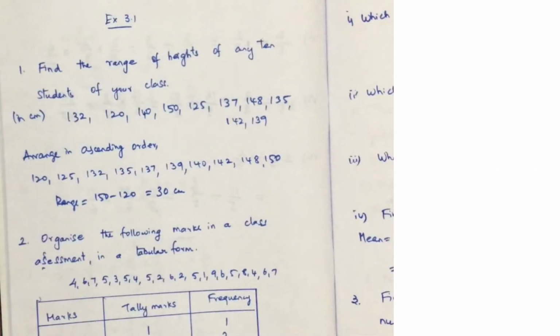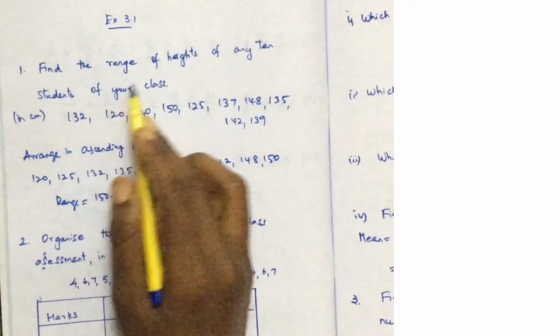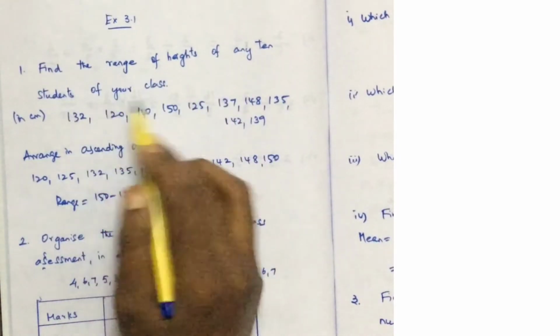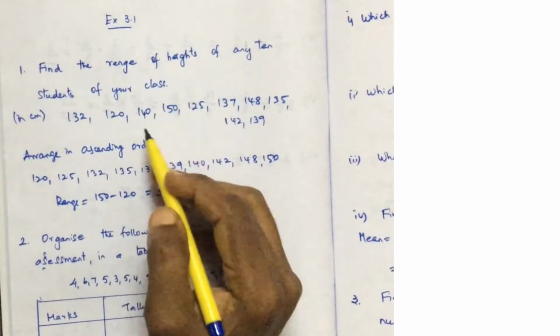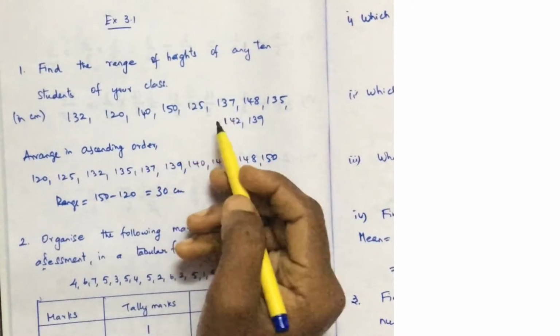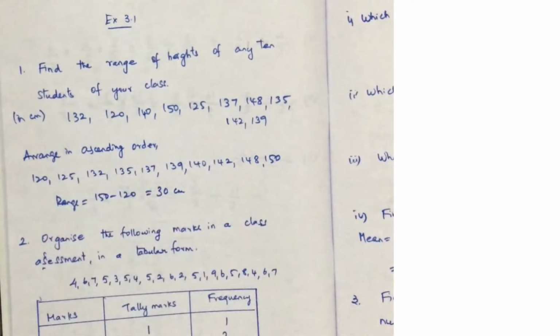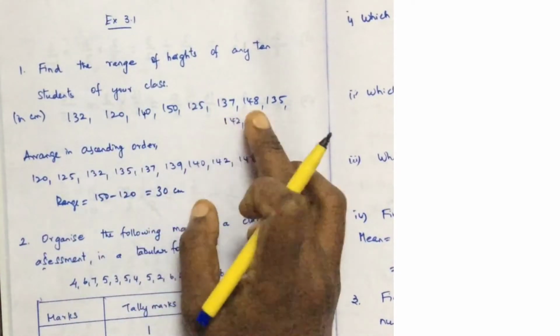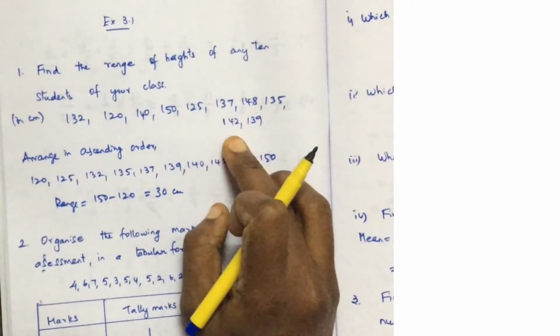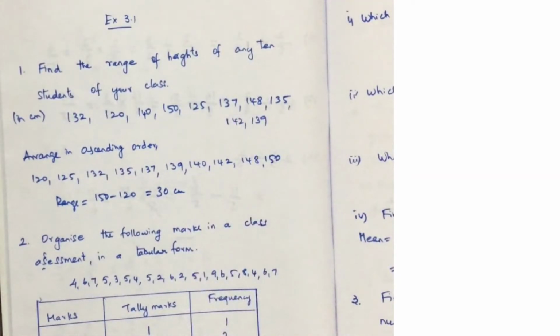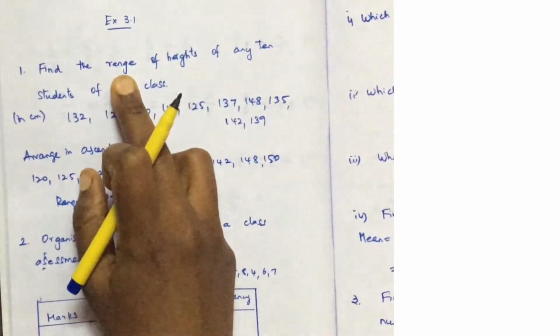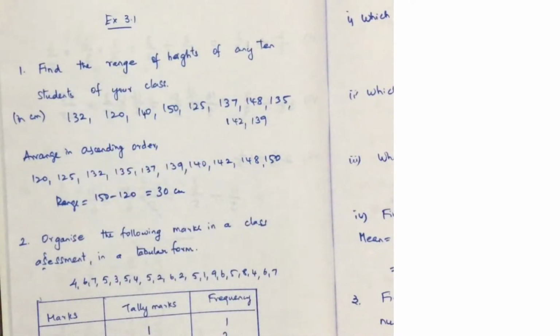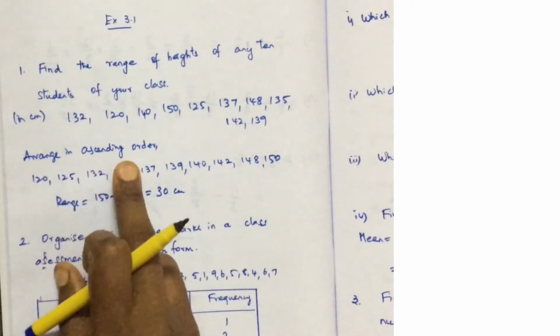Now we are going to start with exercise 3.1. Find the range of heights of any 10 students of your class. I have given some numbers of heights of 10 students in centimeters: 132, 120, 140, 150, 125, 137, 148, 135, 142 and 139. Totally there are 10 students. For the range, you have to subtract the lowest from the highest. For that, you first arrange these numbers in ascending or descending order, whichever way you want. Here I arranged in increasing order.